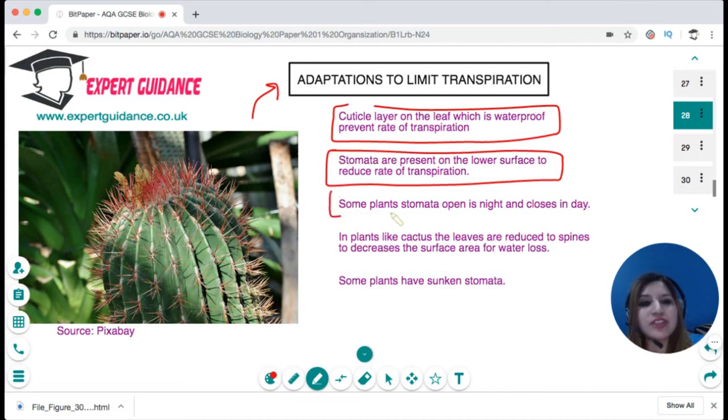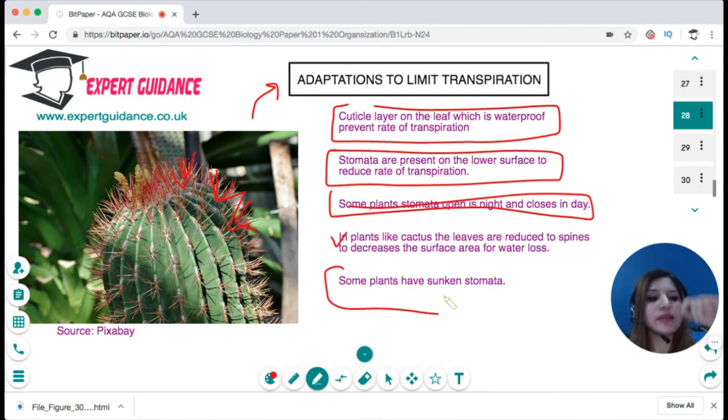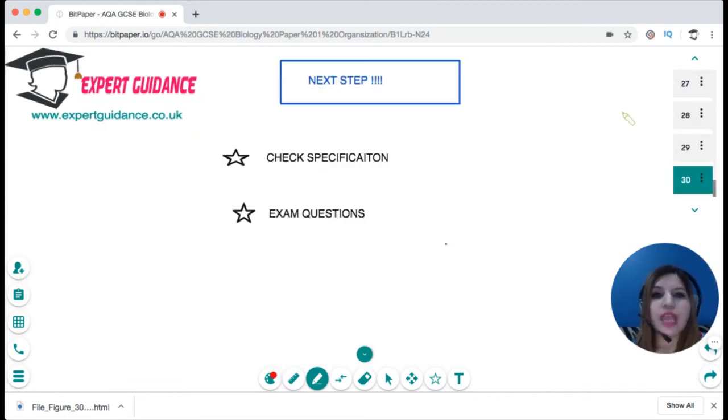Some plants' stomata open at night and close during the day. In some plants like cacti, the leaves are reduced to spines, which limits the rate of water loss. And some plants have sunken stomata, where the stomata are in pits, and they have humid air around them that reduces the rate of transpiration. Okay, so what is the next step? The next step is to check the specification.